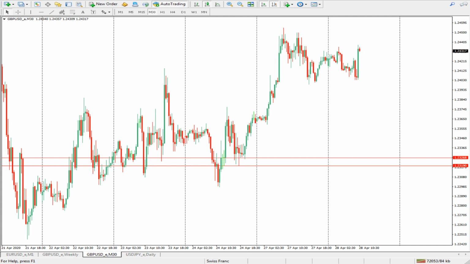So today is 28th of April 2020. We'll start off with the chart on my screen. This is GBP USD. Yesterday we mentioned that this was a buy.